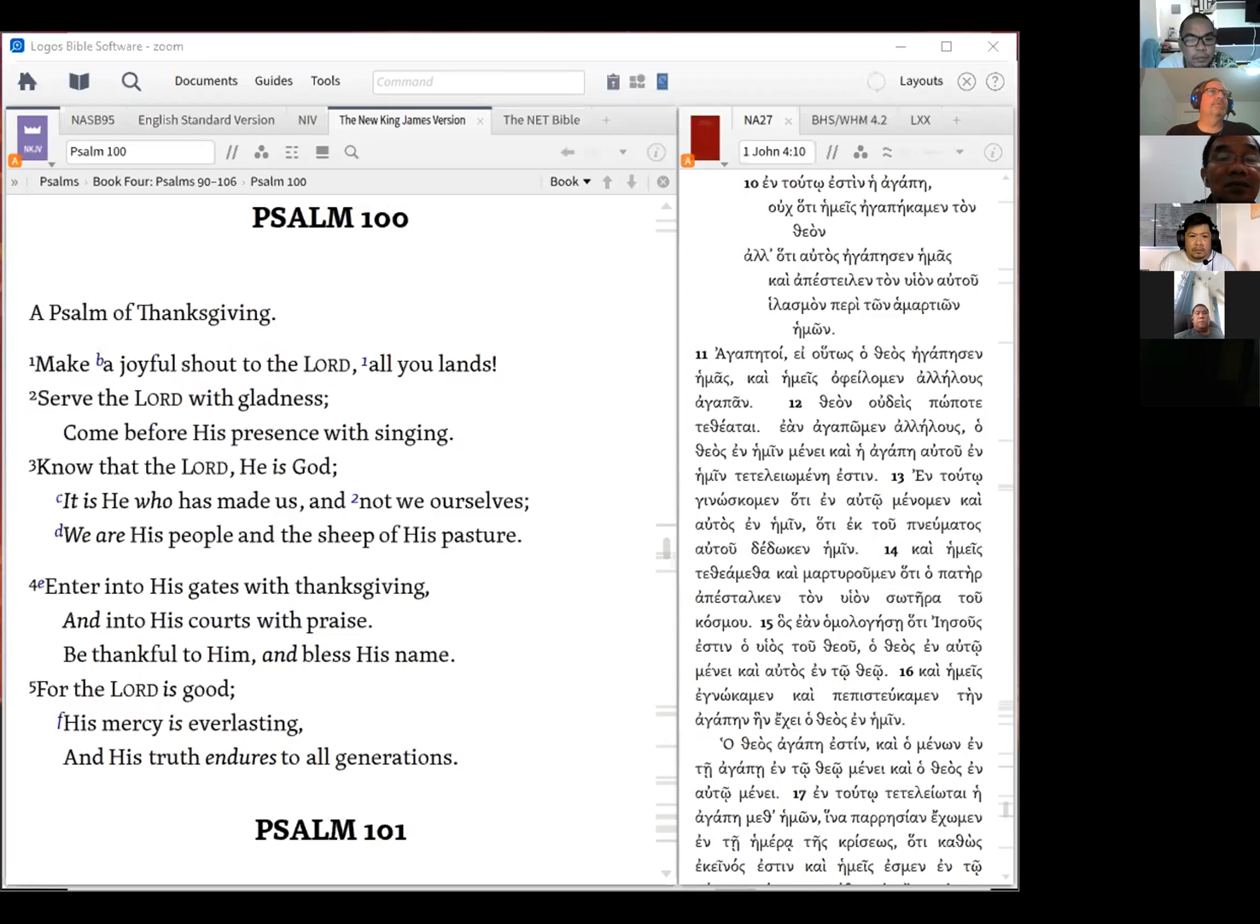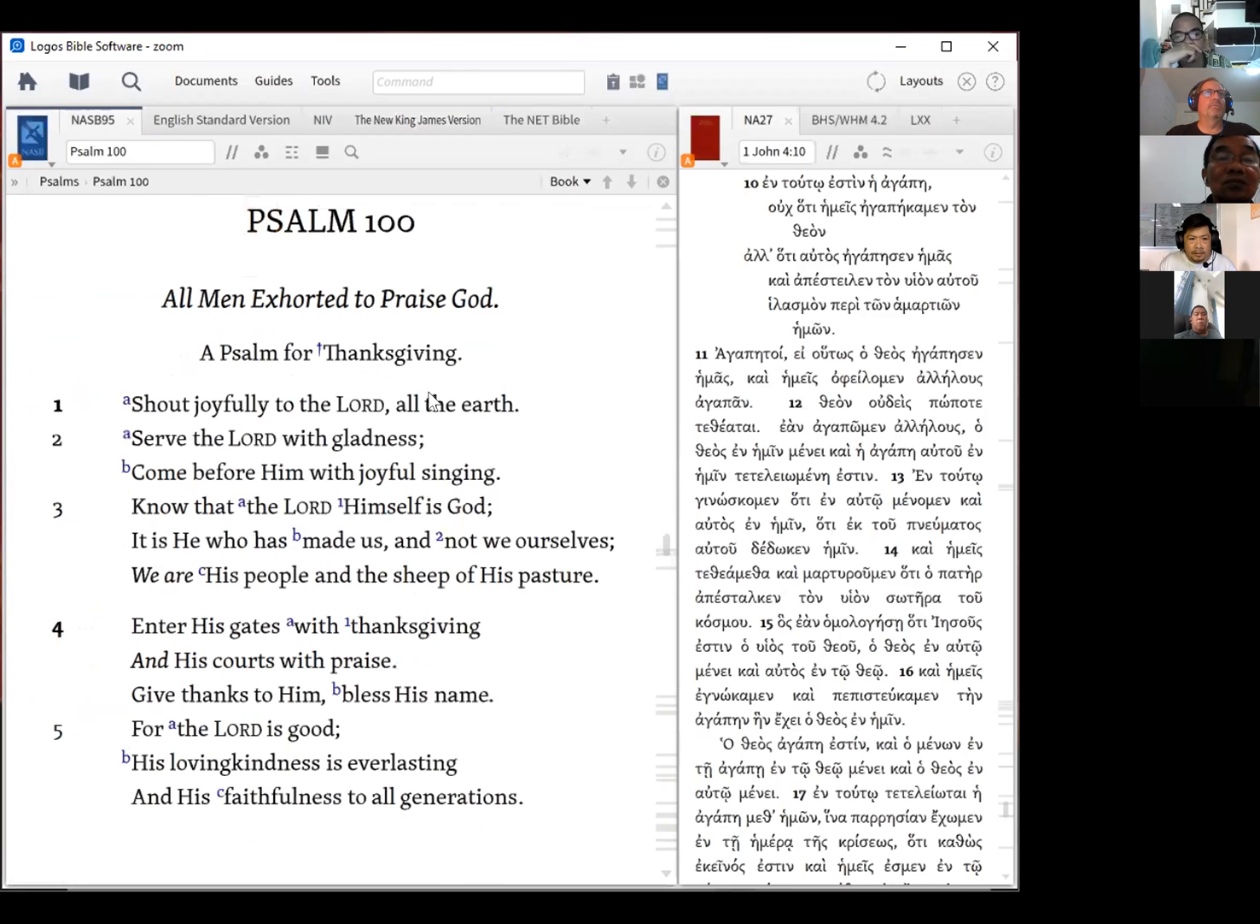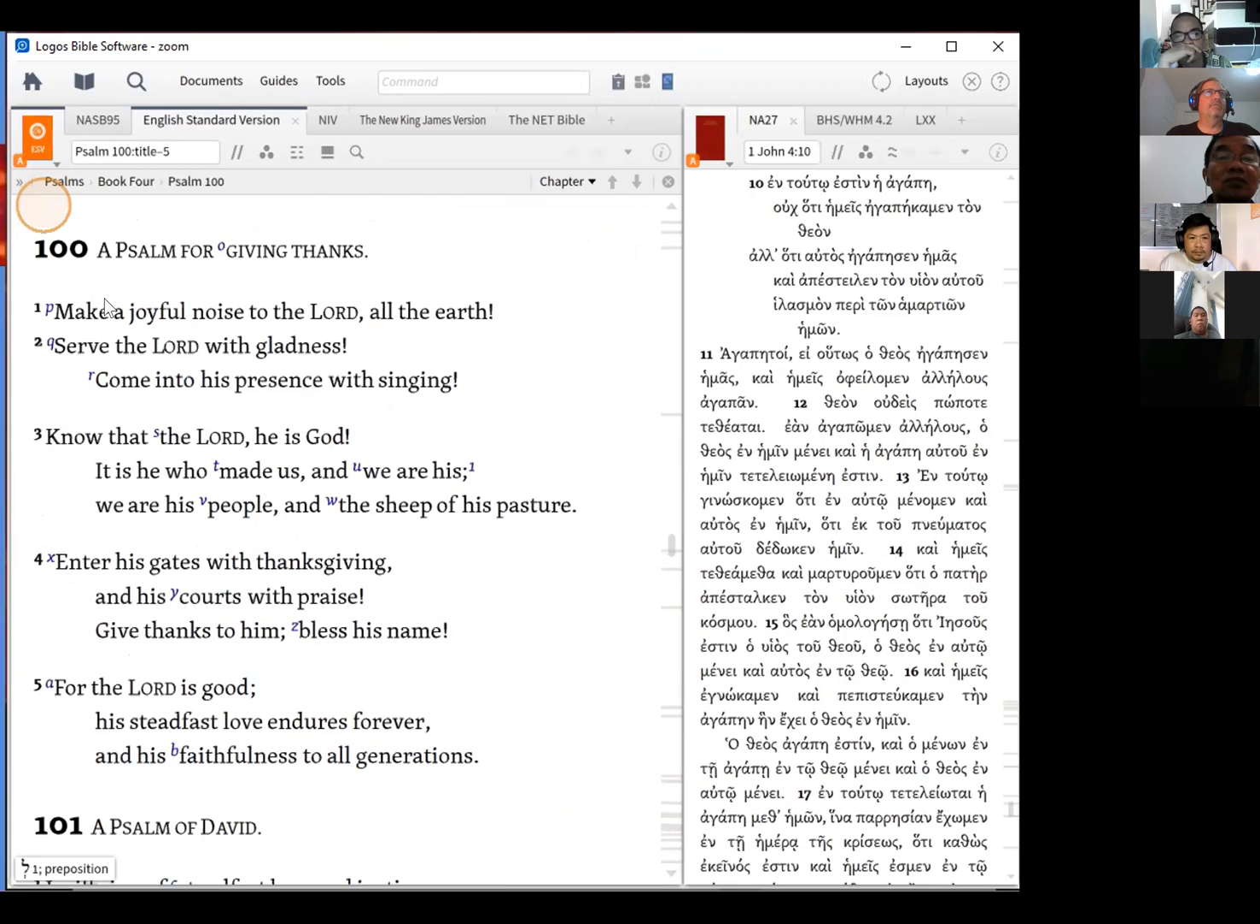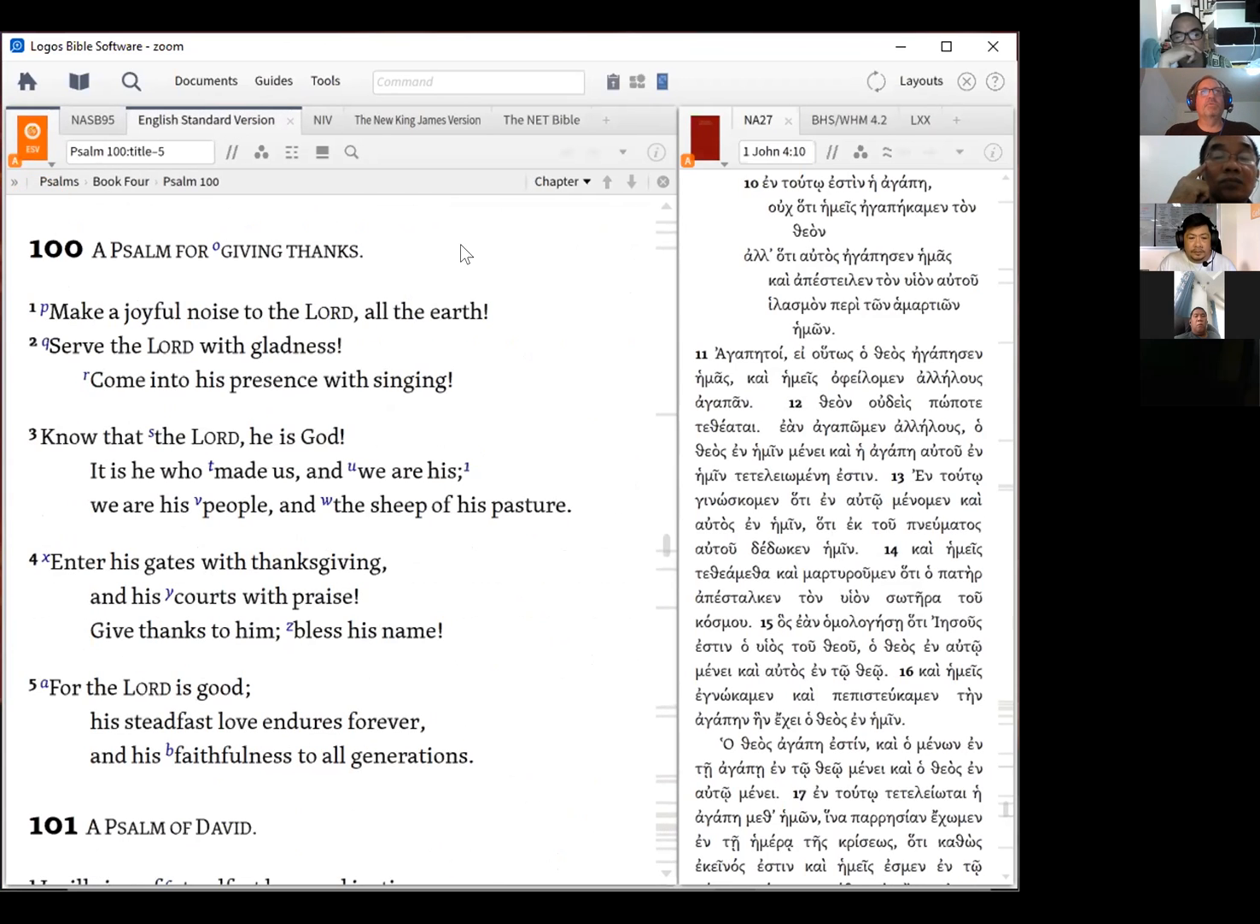So the New American Standard shows, where's my cursor? There it is. One line. You're talking about verse 1, not the title, right? Make a joyful shout. Okay. Yeah, the New King James shows as one line. The New American Standard shows as one line. The ESV shows as one line. So if there's one line, then that means there's no parallelism, right? There's no intended parallelism, because you can't have parallelism if you only have one line. So I'll just indicate that, and perhaps whatever comment that I can add to it.